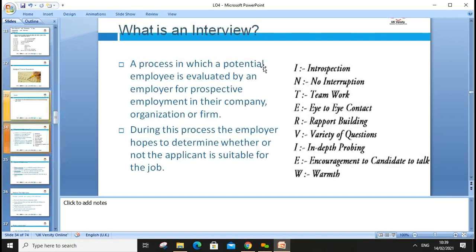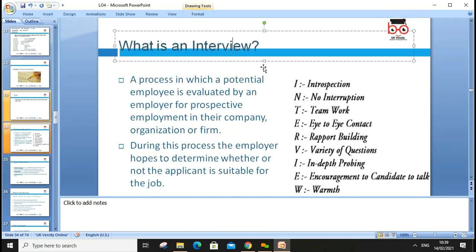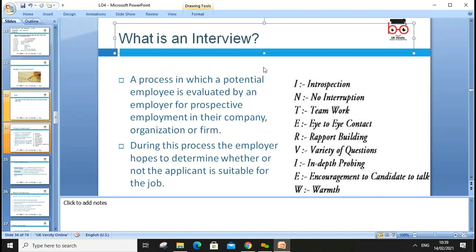Okay, then next we're looking at the quiz, please, about recruitment and training. You can copy and paste and look at it.